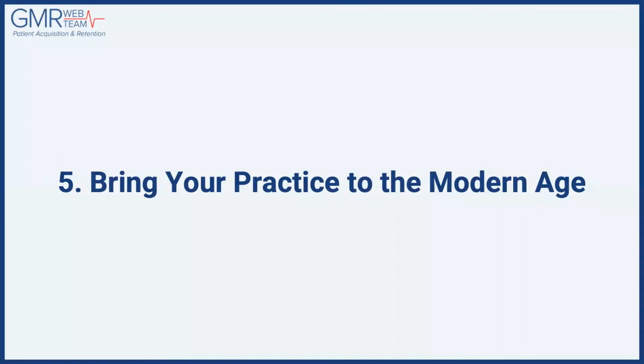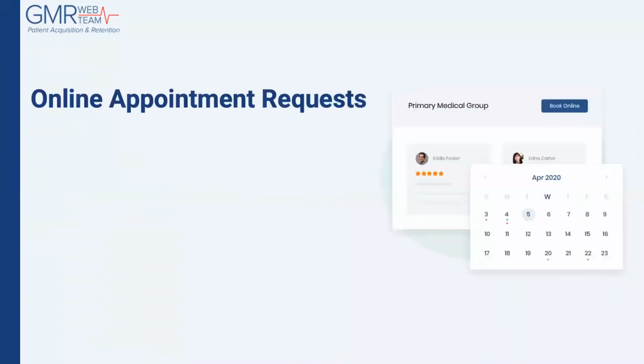Fifth thing you can do to get more patients is actually just make your practice more modern. What I mean by that is adding tools to help you reach more people and make it more convenient for patients to book appointments with you. So for example, online appointment requests are one of the best ways to start modernizing your practice.